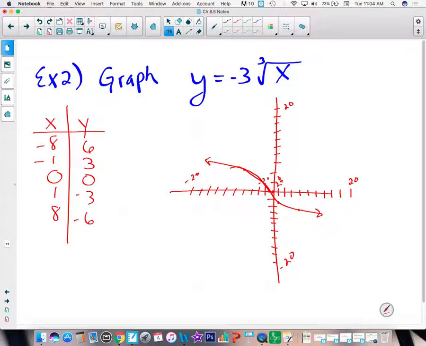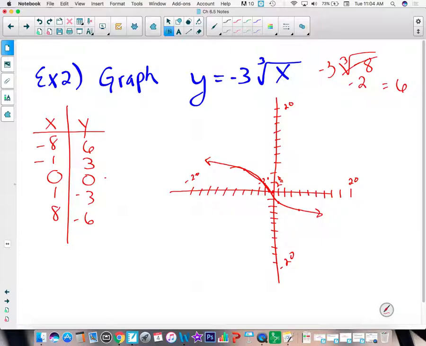Where'd you get lost? Because if I plug in a -8, it's -3 cube root of -8. What's the cube root of -8? It's a -2, because 2 times 2 times 2 is an 8, and we can have negatives. So negative 3 times negative 2 gives you that 6. Once you get to here, it's going to be symmetrical. If there's no pluses or minuses underneath there, it'll be symmetrical.